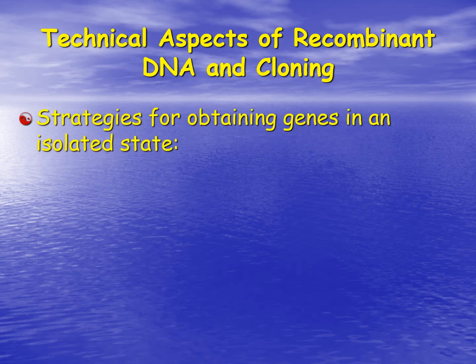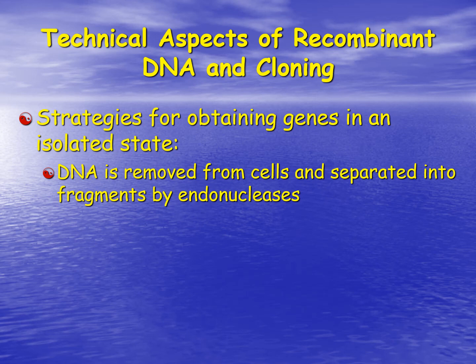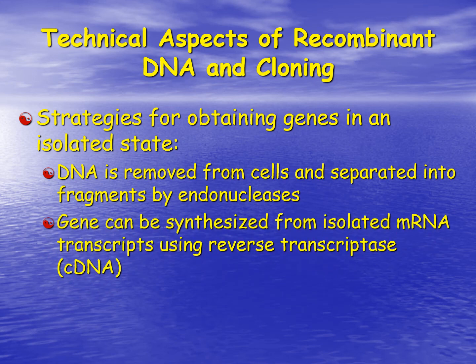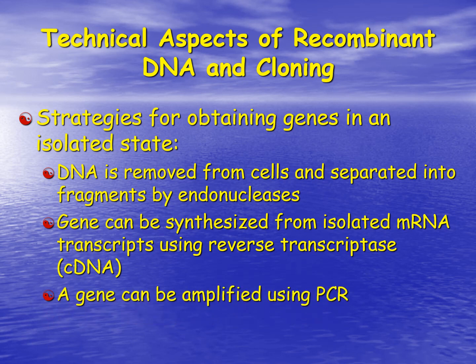Strategies for obtaining genes in isolated states include DNA that's removed from cells and separated into fragments by endonucleases, or genes can actually be synthesized from isolated mature messenger RNA transcripts using reverse transcriptase and creating the complementary DNA. A gene can also be amplified then using a PCR.